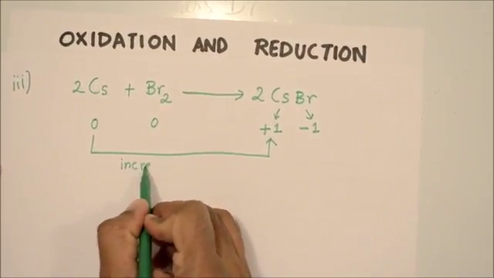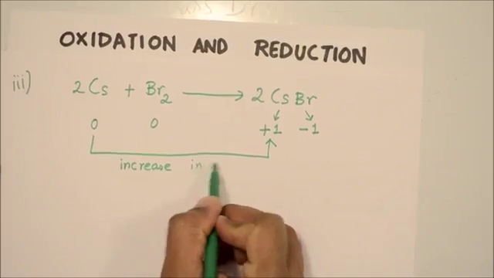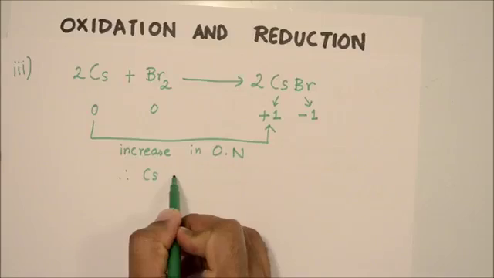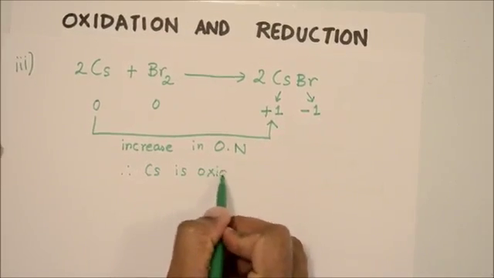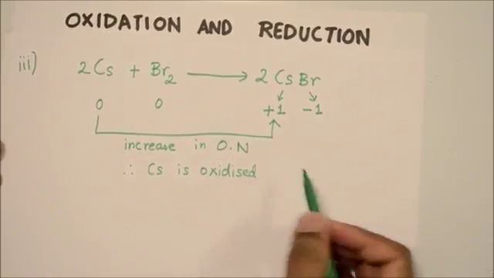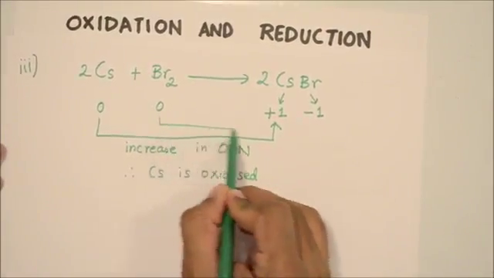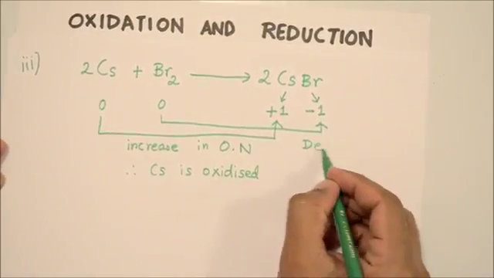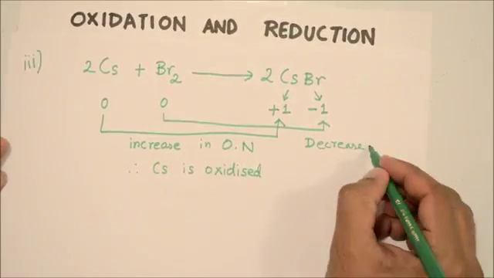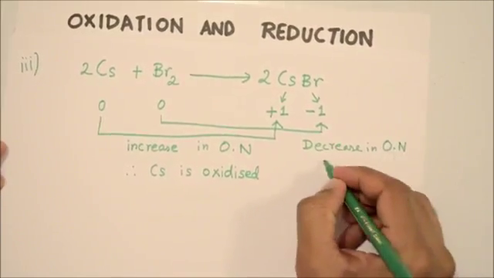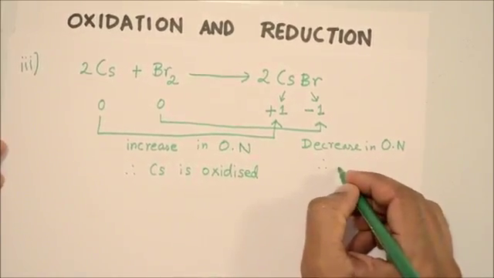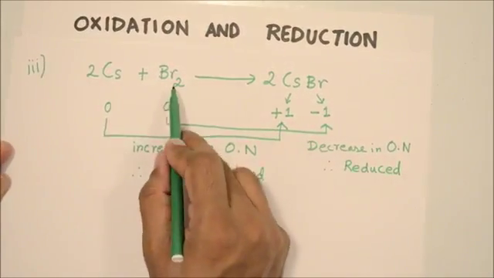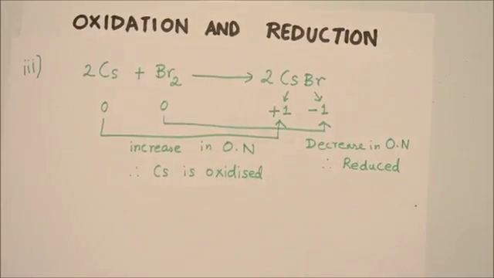So the oxidation number of cesium has increased from 0 to +1. Therefore, it is oxidation, which indicates that cesium is oxidized. We also have bromine, which had oxidation number 0, but has moved down to -1. Therefore, there is a decrease in oxidation number, which indicates that bromine is reduced. So we have identified the oxidized part as well as the reduced part, that is bromine.